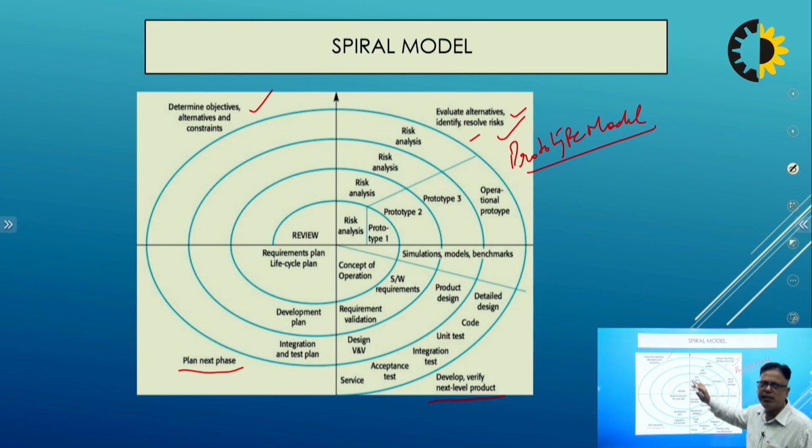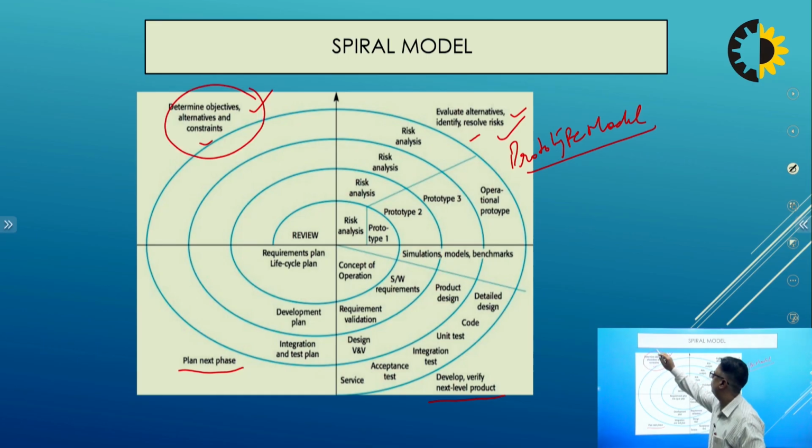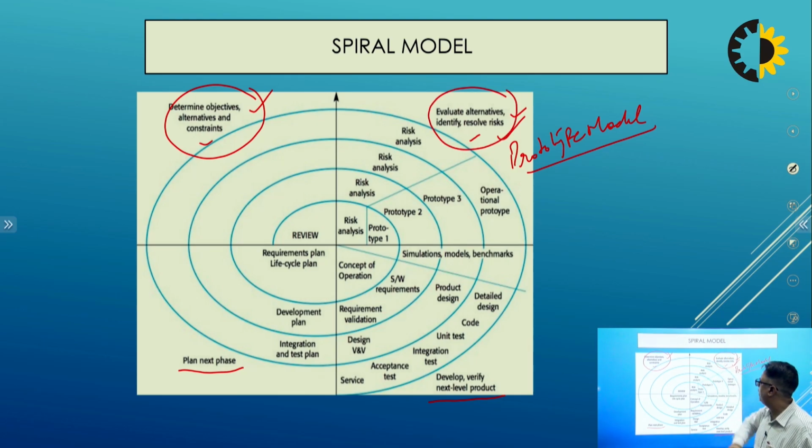So the first phase is basically to determine the objectives, alternatives and constraints. According to the software development life cycle, the first phase is requirement gathering and analysis. In the spiral model, we collect the requirements, determine the objectives, and find the alternative solutions and constraints in the first phase of the spiral model. And in the second phase, we evaluate alternatives, identify and resolve the risk, and also create the prototype models and dummy models.